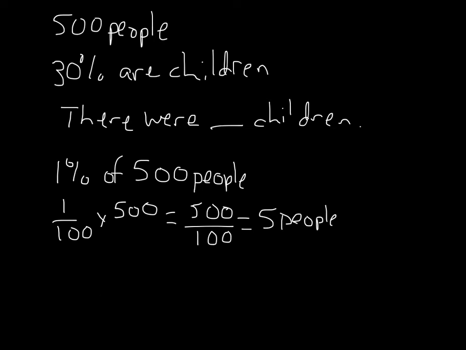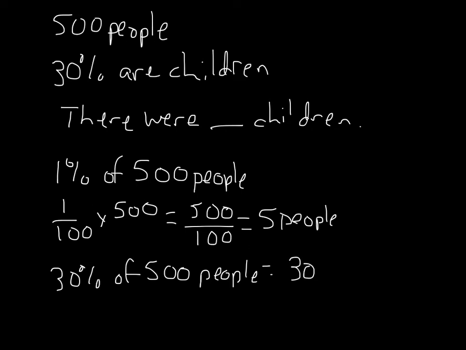So 1% out of 500 people is 5 people. Every percentage is 5 people. And we have 30%. So 30% of 500 people is 30 times 5, which is 150. There were 150 children. That's the unit method. You can find out 1% very easy. It's really just dividing the whole by 100, and then you can multiply that times the percent. It works fine. We're going to look at a couple ways I think are a little bit quicker at this moment, though.